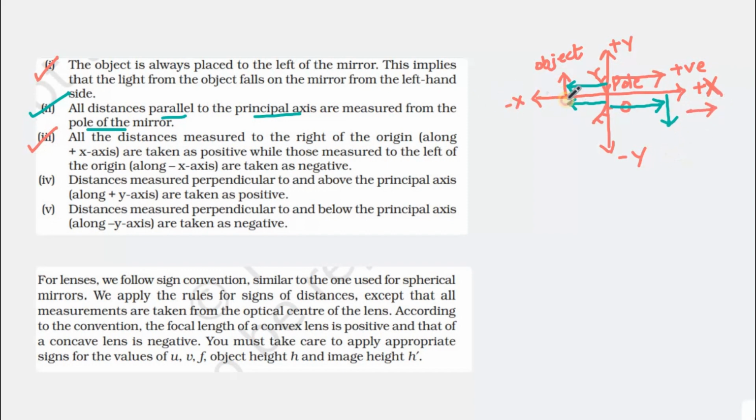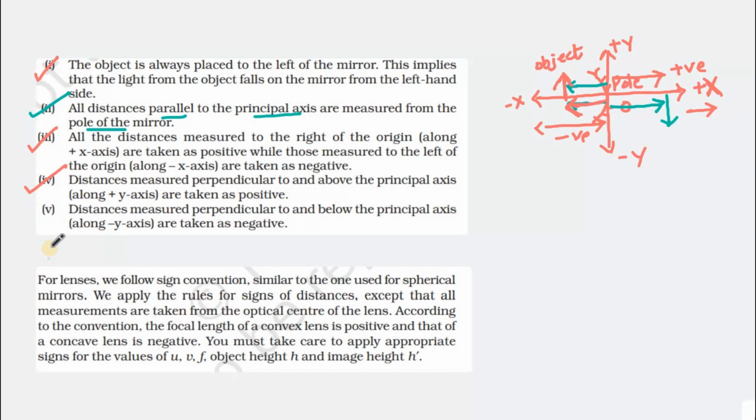Similarly, if I have to measure any distance going to the left of the origin, or the pole of the mirror, or the optical center of the lens, I have to go in a direction to the left of the origin, that is along the negative x-axis. Since all the values here are negative, if I have to measure any distance in this way, the values will obviously be negative. So this side is negative.